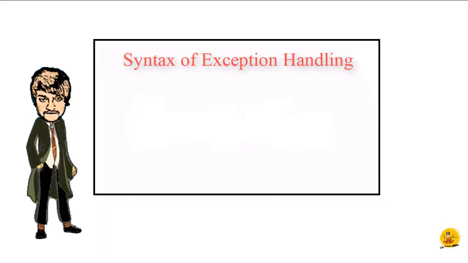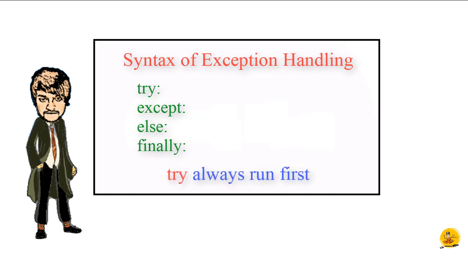Let's see the general way of exception handling. So here we have try colon, except colon, else colon, and finally colon. Try block is always run first. Except block is executed when there is an error. Else block is executed when there is no exception in the try block. Finally block is always executed no matter what is happening in the try, except, and else clauses.